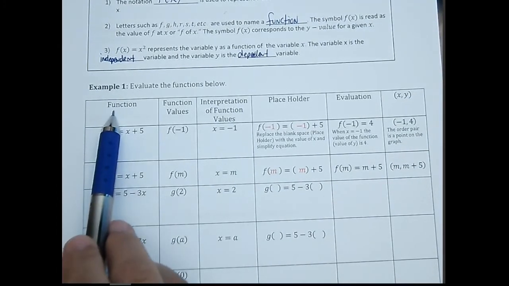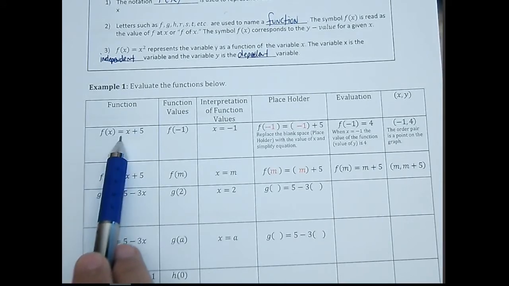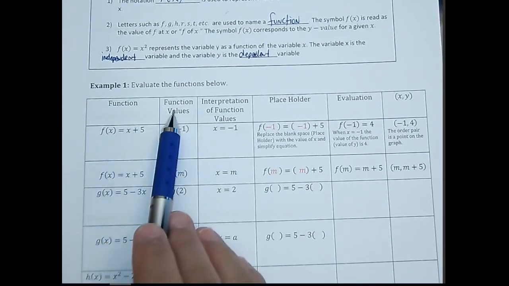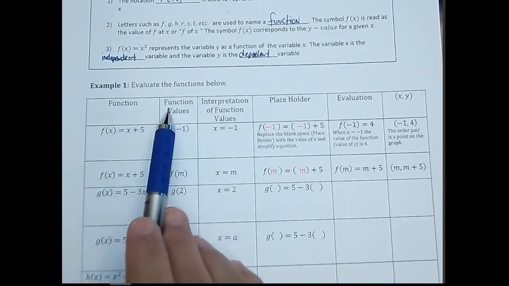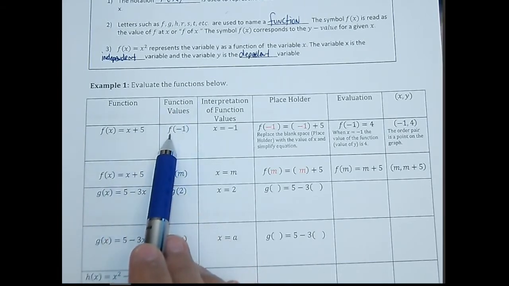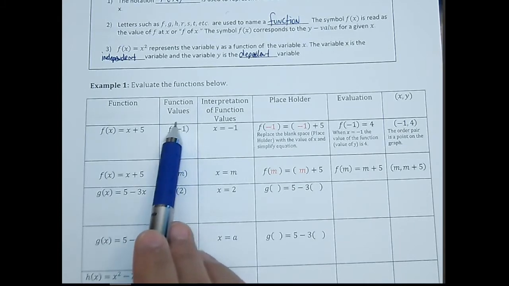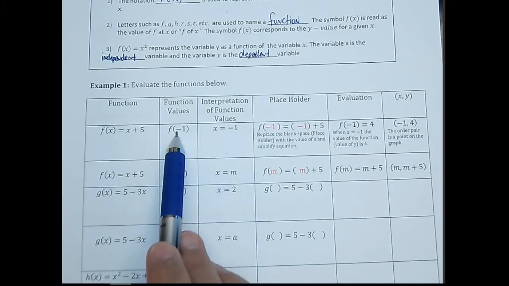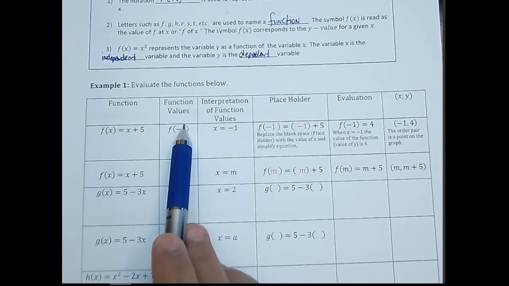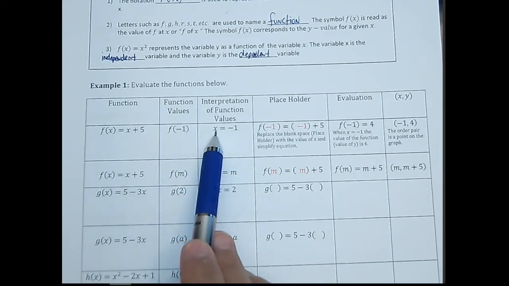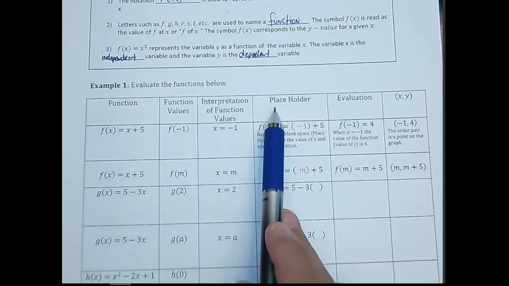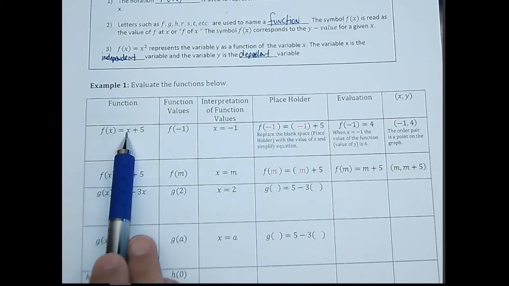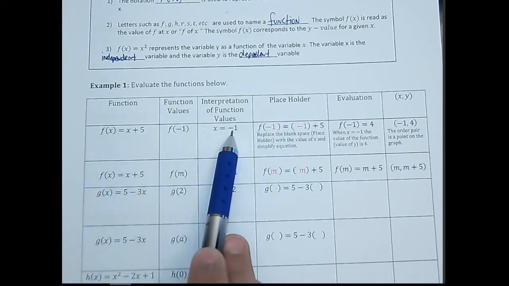So in the first column, they give us the function f of x equals x plus 5, and they want us to evaluate the function at this function value, in this case f of negative 1. This represents the same thing as x is equal to negative 1. So when you see f parentheses negative 1, then the negative 1 is going to replace x. Anywhere we see an x, we're going to replace it with negative 1.